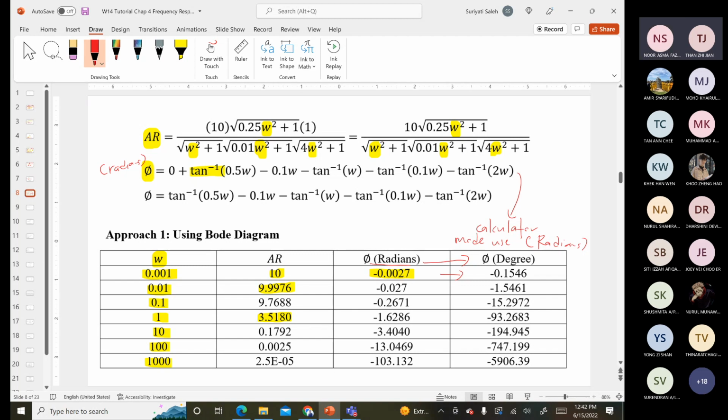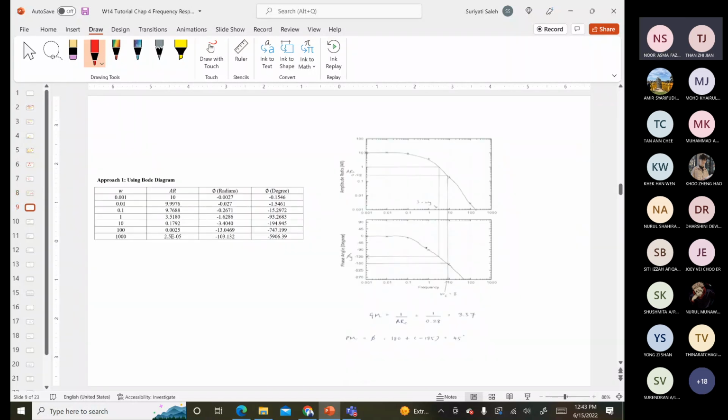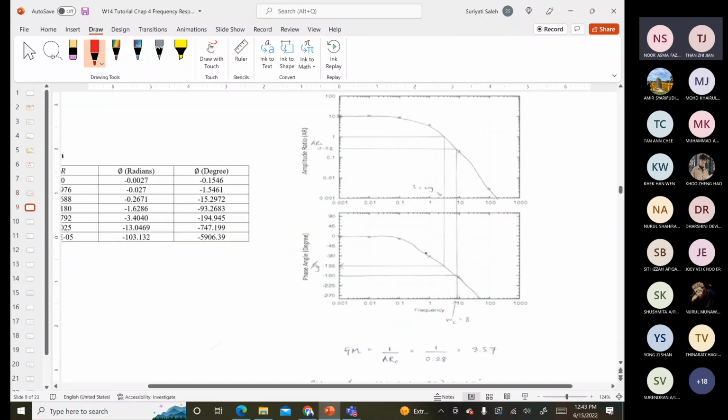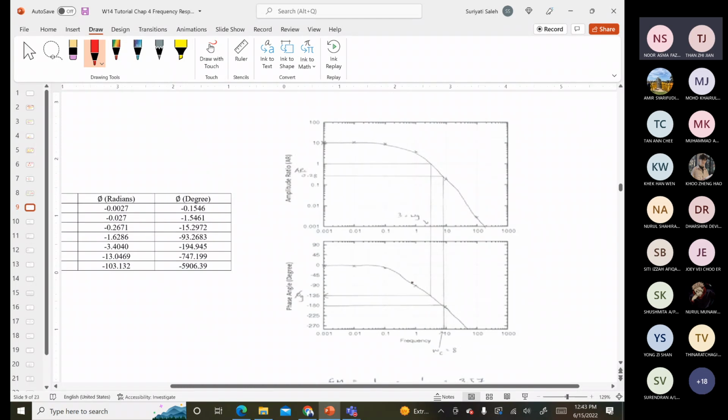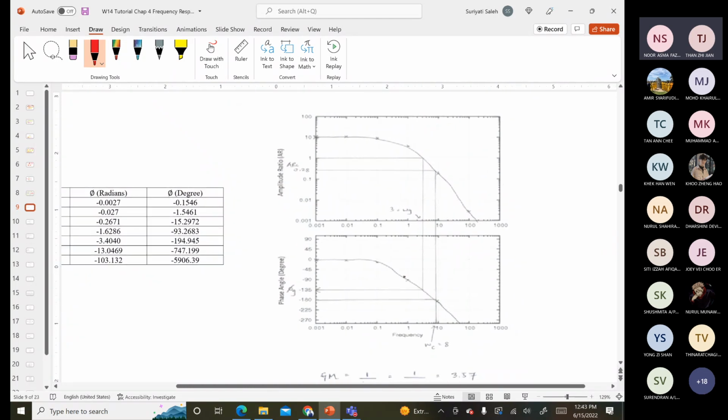So here we have already calculated the amplitude ratio and the angle for every frequency. The next step is to do the plotting. So here we have the plotting. This one is the plotting for the amplitude ratio. We plot one by one. Let's say, for example, based on the table, this is the point. And this is the point.